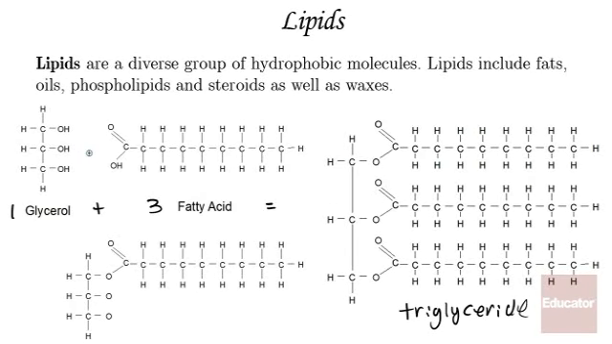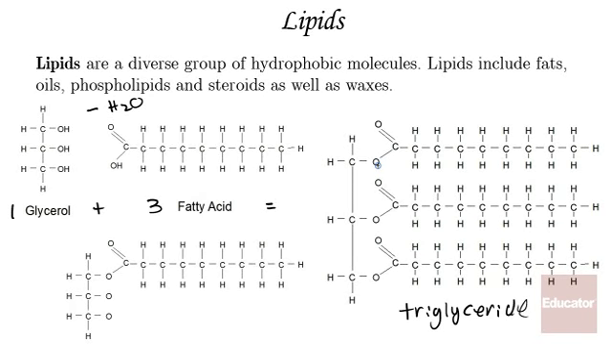What's happened is, through the dehydration reaction, 2 hydrogens and 1 oxygen have been lost. So the dehydration reaction, loss of H2O, and then the glycerol molecule ends up bonded to the fatty acid via this oxygen.